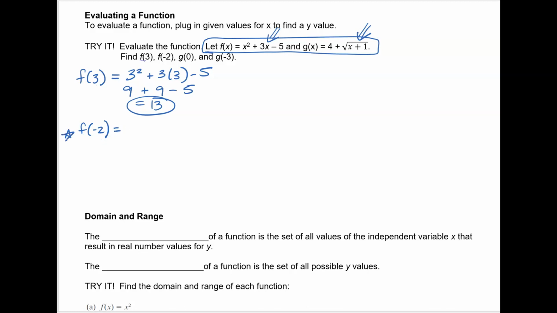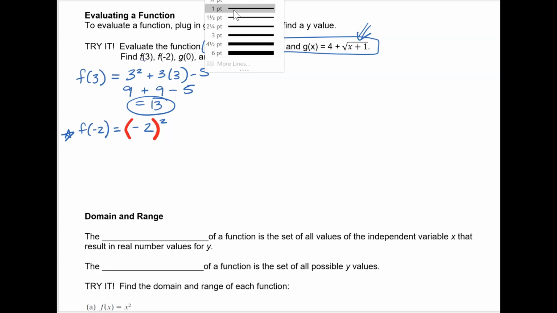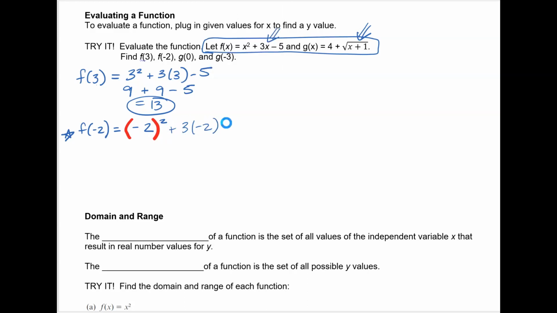This is one I want you to pay close attention to, because when you have functions where you have a squared key, this -2 can sometimes be tricky. So our function is x squared. So if I have a -2 squared, I want you to write it like this, and I'm going to use a different color here so it's really clear. If you're using a calculator, I want you to make sure to put parentheses around that. Okay, so plus 3 times -2 minus 5.